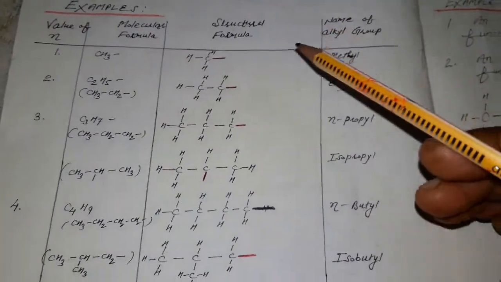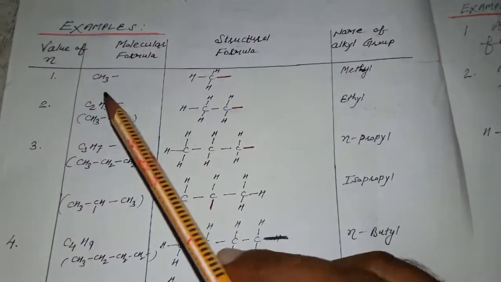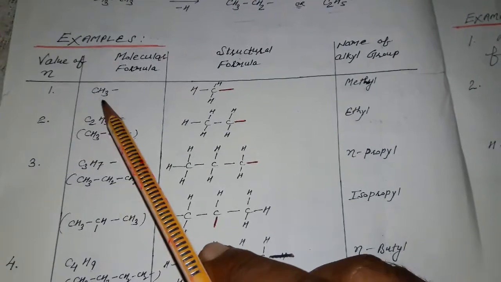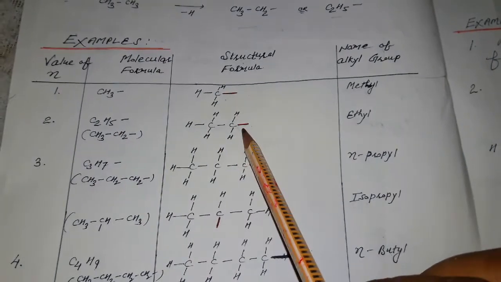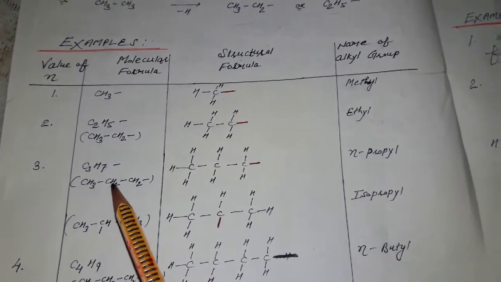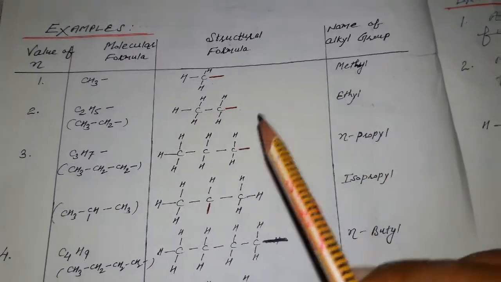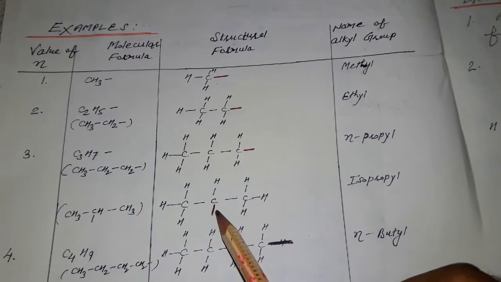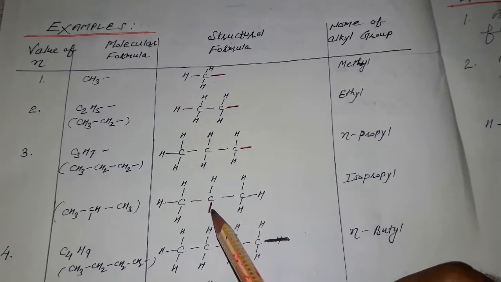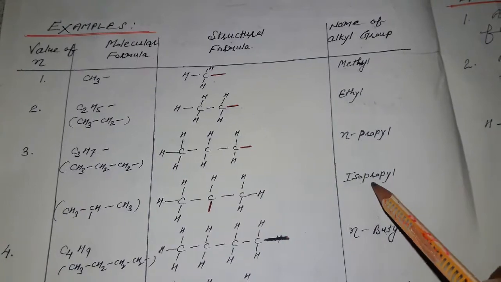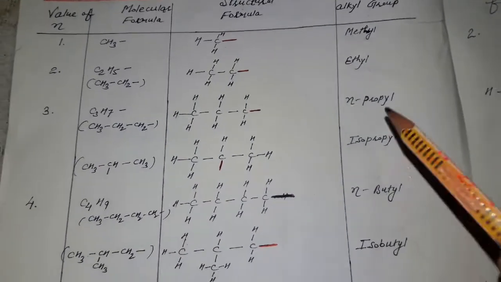Examples of some common alkyl groups: with n equal to 1, this is the methyl group, and this is the open structure, which we say is methyl. This is ethyl, and this is its open structure. Next is propyl. If the chain is continuous, we say n-propyl, and if the linkage is from the second carbon, we say isopropyl.